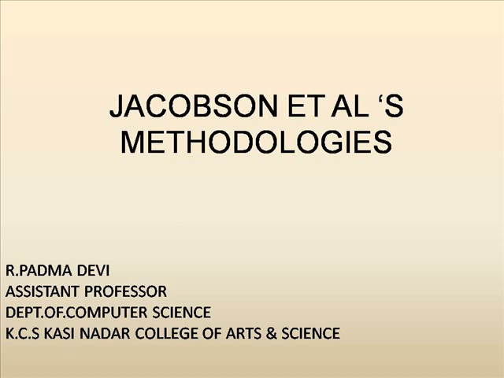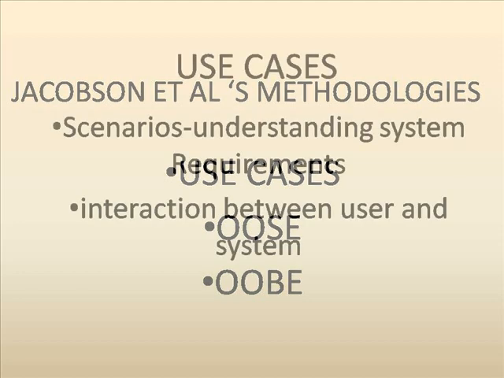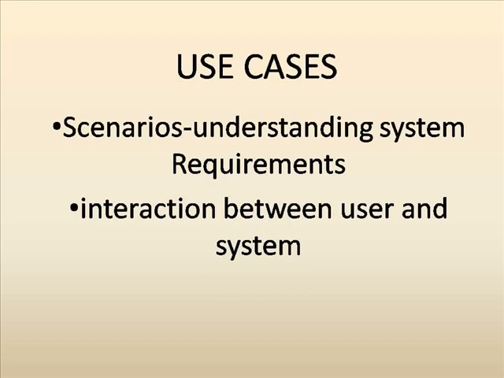In this video, I am going to discuss Jacobson et al.'s methodologies. Jacobson et al.'s methodologies describe use cases, object-oriented software engineering and object-oriented business engineering. What is a use case? A use case is a scenario. Scenarios means a sequence of events that we are going to perform. They are performed by understanding the system requirements and the interaction between the user and the system.